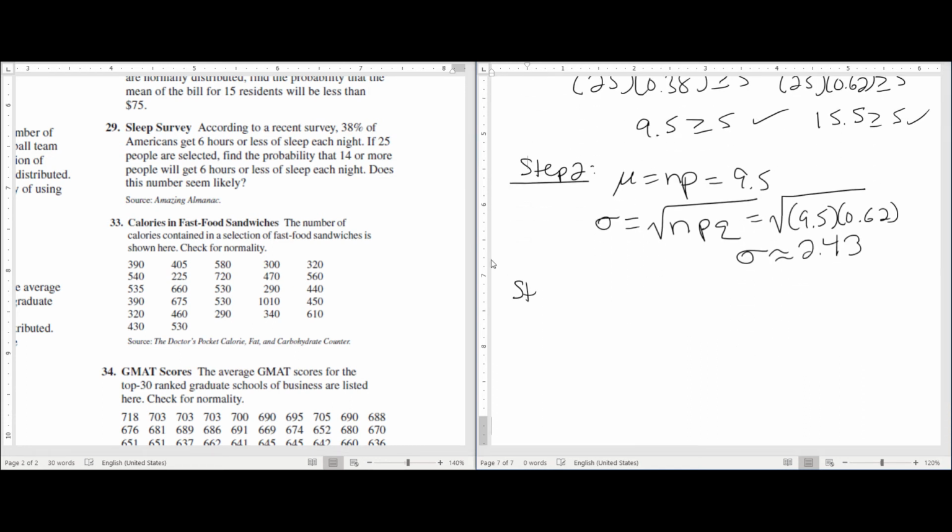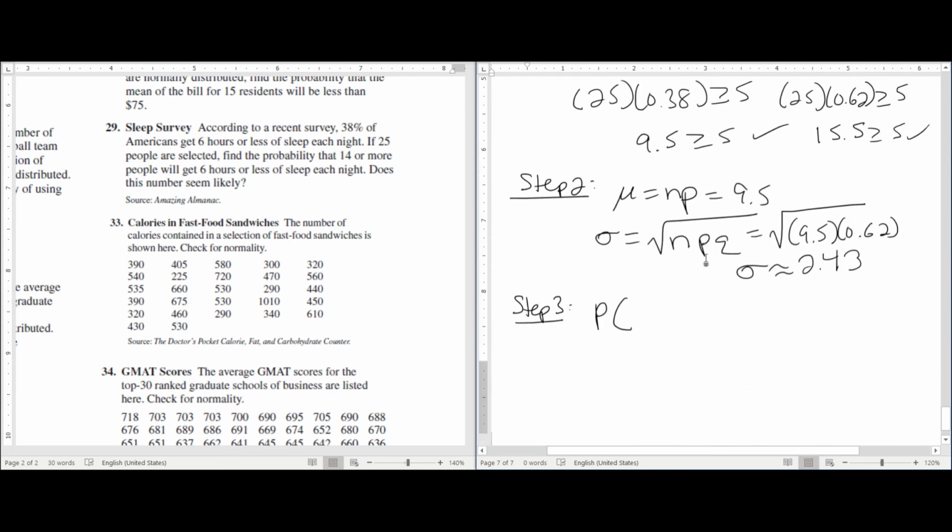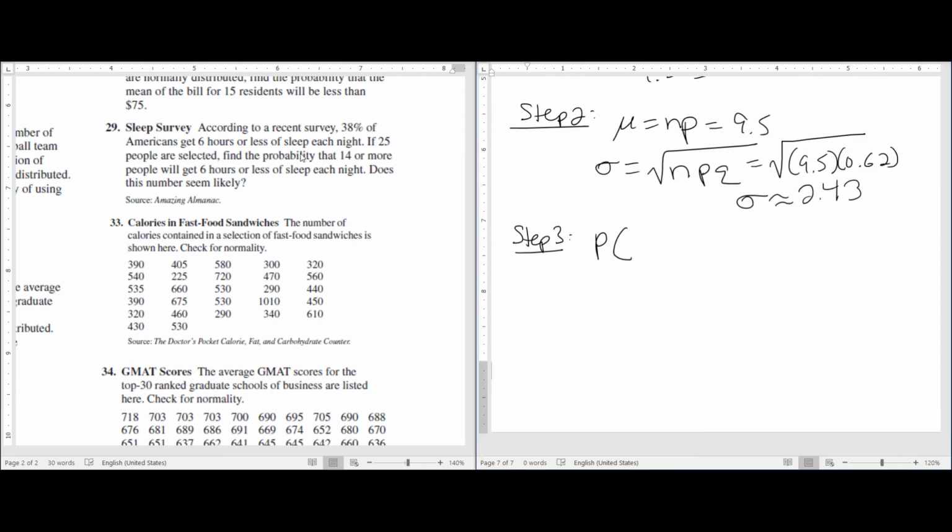Step 3, if you recall, is to write out what they're looking for. They want the probability that 14 or more people will get 6 hours of sleep. So they want 14 or more, so greater than or equal to 14. All right, so that's it for that.